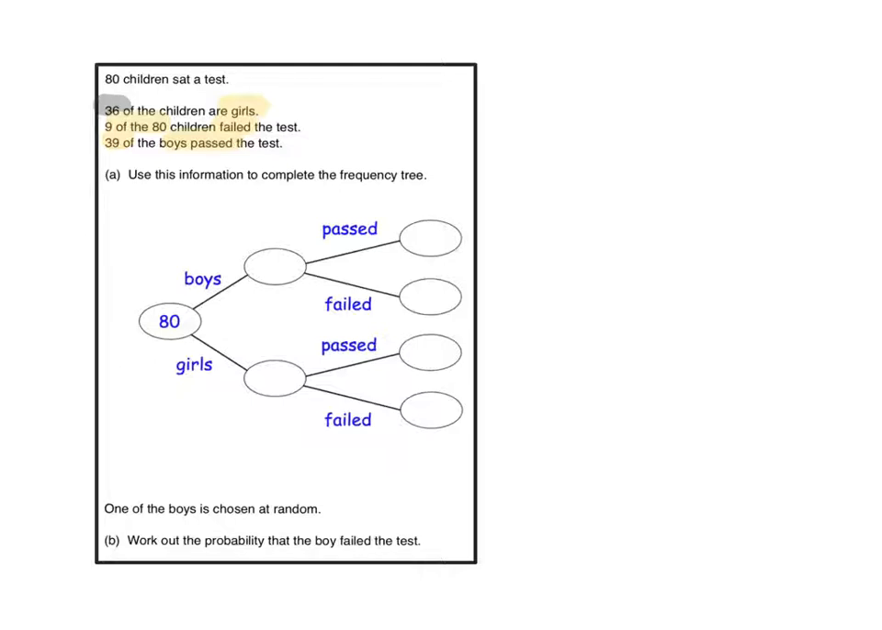So let's just look at one piece of information at a time. So the first bit, 36 of the children are girls. So 36 is going to go here, which means I can figure out how many boys there are by taking the girls away. So 80 take away 36, 10 take away 4, 10 take away 6 is 4, 7 take away 3 is 4, so that's 44 boys. And I've used that piece of information.